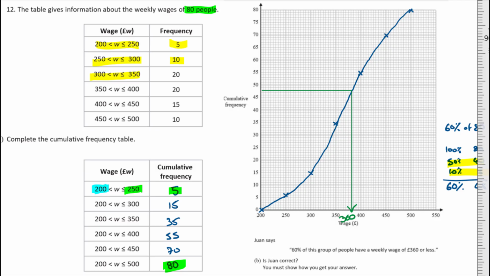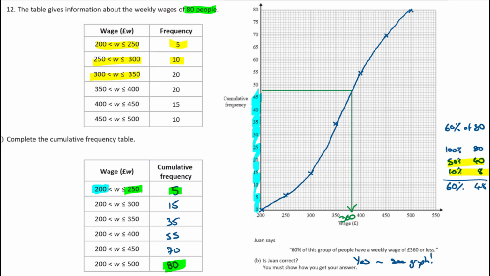Okay. Is Juan correct? Yes, because it says show how you got your answer. See graph. Because I've shown it graphically, I don't have to explain it all. So I looked across at 48 and I got 360, and that was the evidence I needed. So 60% of the group have a weekly wage of 360 or less. Then these people down here, look, this is the 60%, and they have a wage of 360 or less.